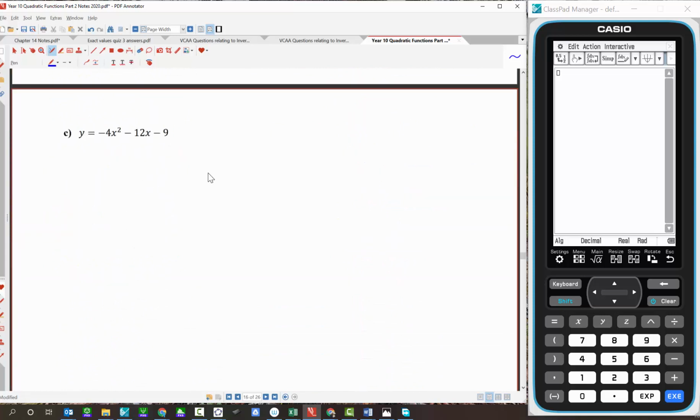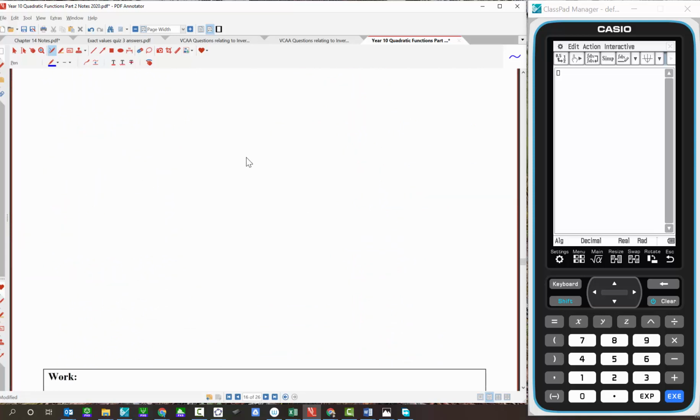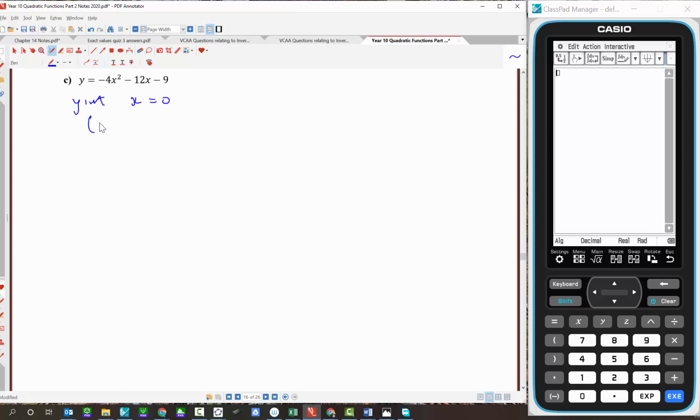All right, final sketch, I think. Hard as it gets, this. Absolutely hard as it gets. All right, so our y-intercept is when x is equal to 0. In this form, it'll just be the constant. So 0, -9 is our y-intercept. All right, so just quickly, let's have a look at that. So it's -9, and this negative sign out here means that our parabola is inverted.